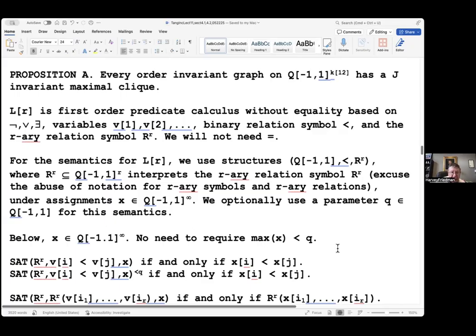We're still in this preliminary section. L of R is just the usual predicate calculus with not, or, and there exists, with infinitely many variables, a binary relation less than, and the R-ary relation RR. We will not need equals. And for the semantics of this language, we use these structures where RR is anything.